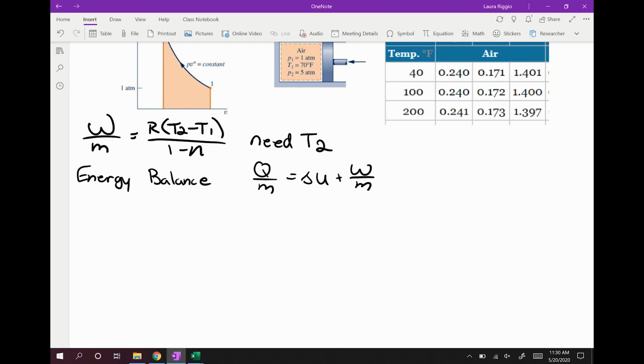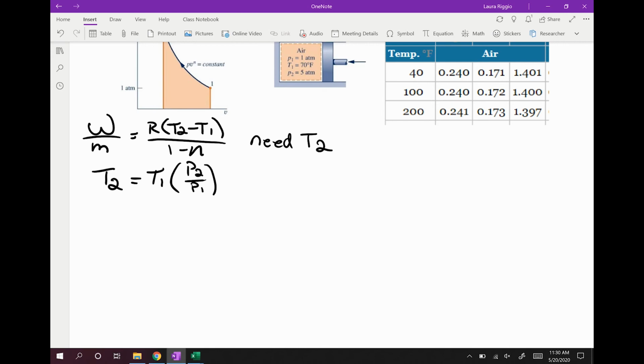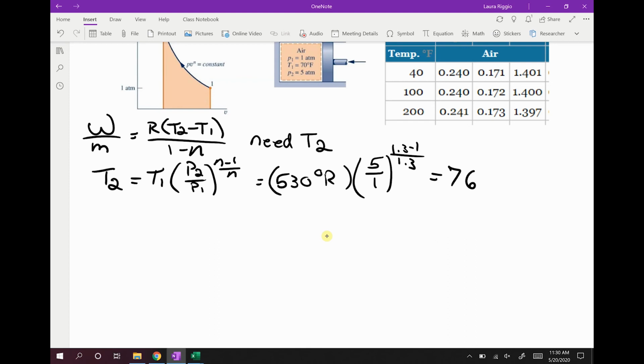We need T2. Well, I'm going to use my polytropic relations to tell me that T2 is equal to T1 times (P2 over P1)^((n minus 1) over n). So I have 530 degrees Rankine times (5 atm over 1 atm)^((1.3 minus 1) over 1.3). So T2 is 768 degrees Rankine.